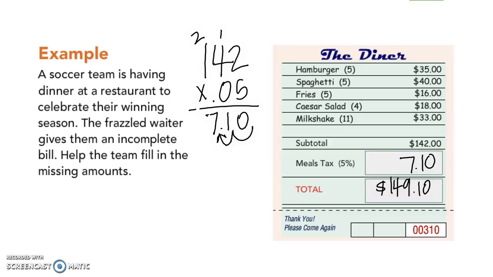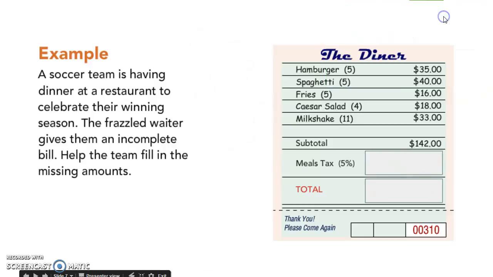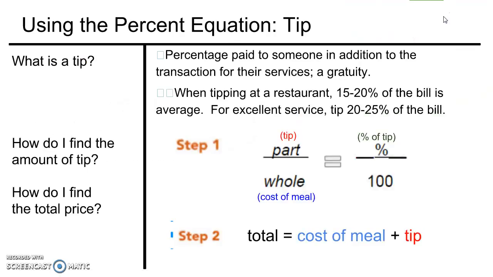If you have a question about what I just did, hit pause and raise your hand, or come see me and I can explain it to you further. Okay, so that's sales tax. Next, tip, same process. We know that 15 to 20% of the bill is average for a tip. For excellent service, it's 20 to 25% of the bill. And so we can either use the percent proportion, or we can, like I said with sales tax, change that percent to a decimal and then multiply times the cost to find the tip that way. And then we, again, add on the tip to the cost of the meal.